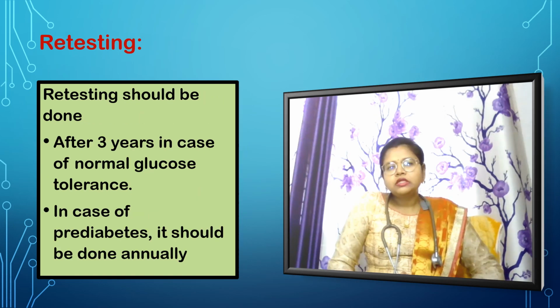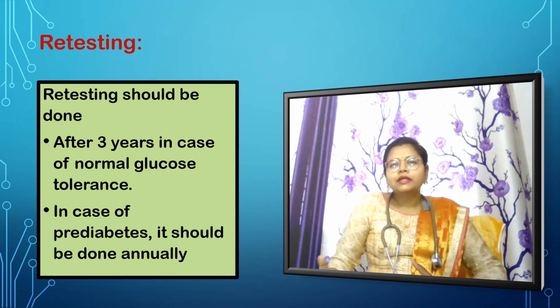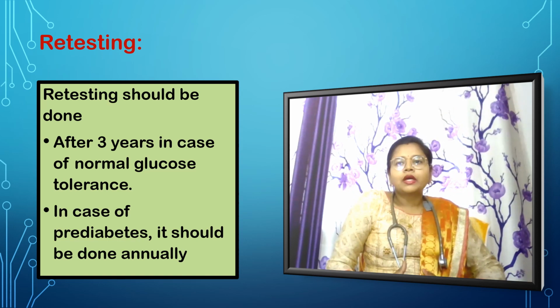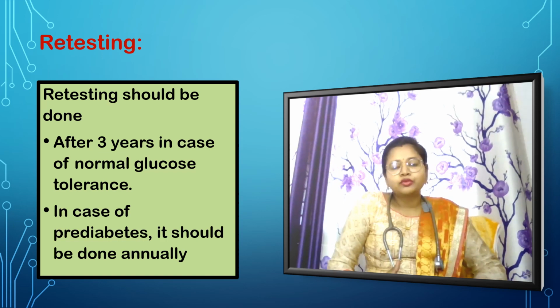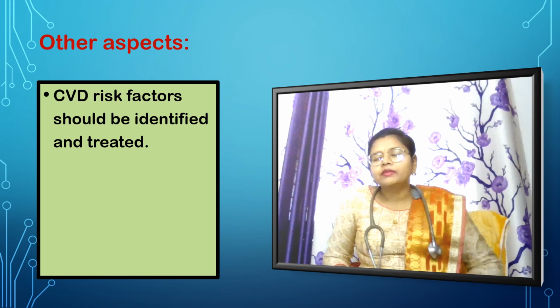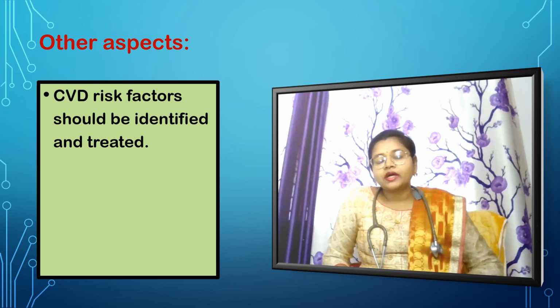done. OGTT or oral glucose tolerance test, if it comes normal, then retesting should be done every 3 years. And if the person comes out as pre-diabetic, then retesting should be done every year. Other aspects of screening for type 2 diabetes mellitus are that CVD risk factors should be identified and should be treated.